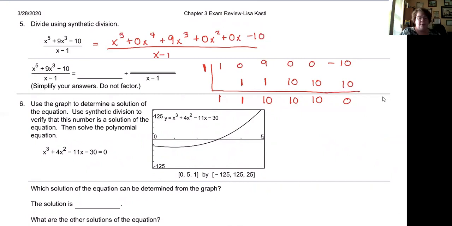The last number in the third row of my synthetic division is my remainder. And I'm not sure that I have room in this little space we have here, but I'm going to see if I can write this right underneath it.